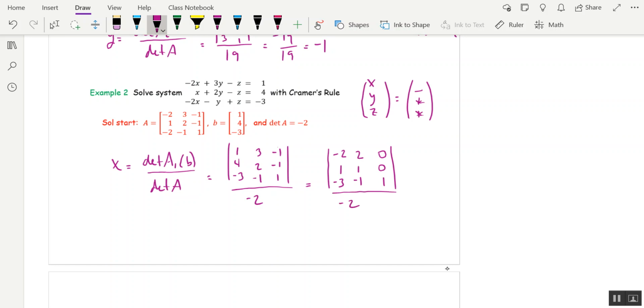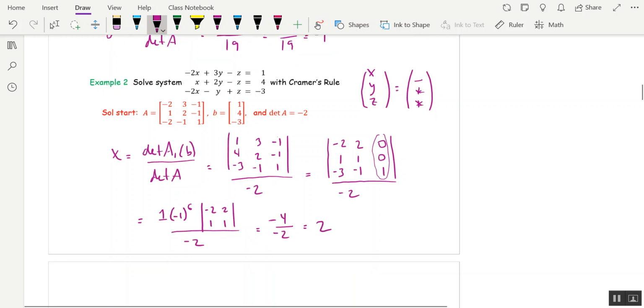Okay, now I'll do cofactor expansion on this last column. So this is equal to 1 times negative 1 to the 6 times the subdeterminant negative 2, 2, 1, 1. That's all over negative 2. Okay. And that's, well, this part's all just 1. So negative 2 minus 2 is negative 4 over negative 2. So I get 2 for the x coordinate.